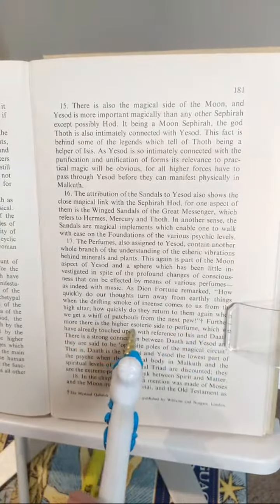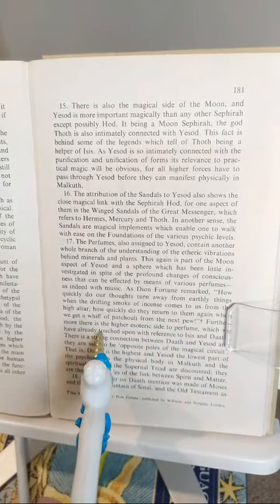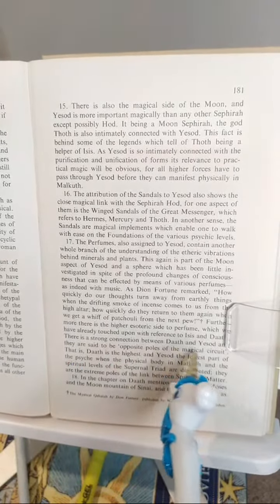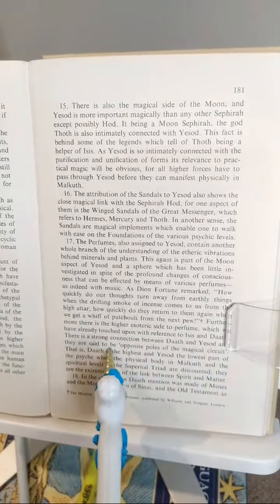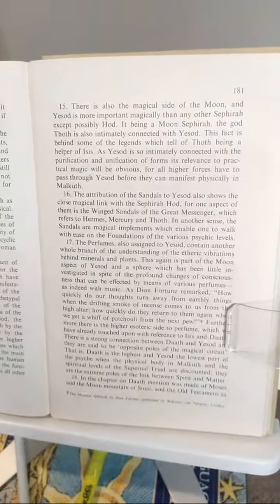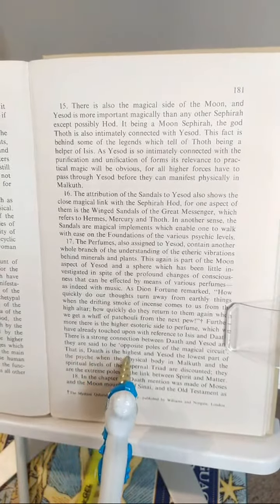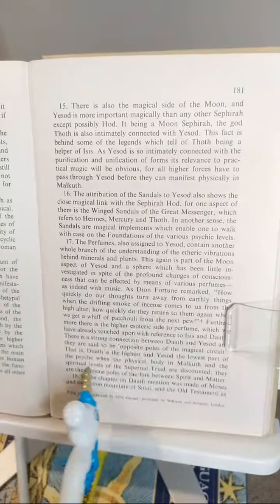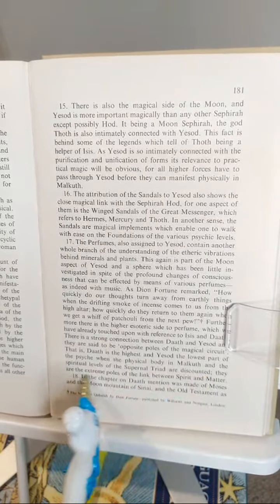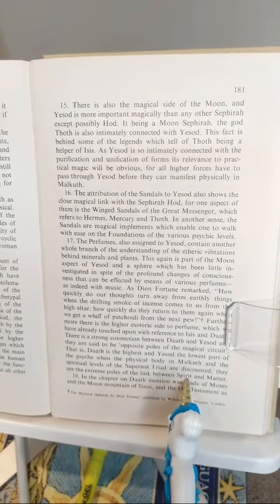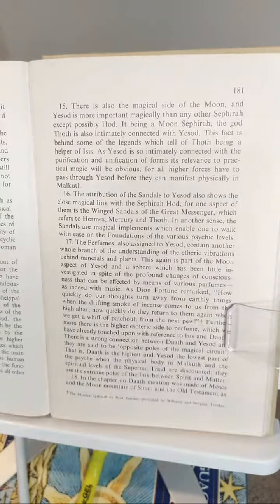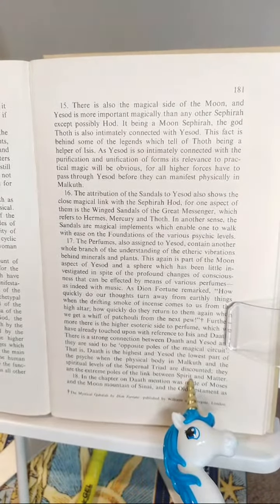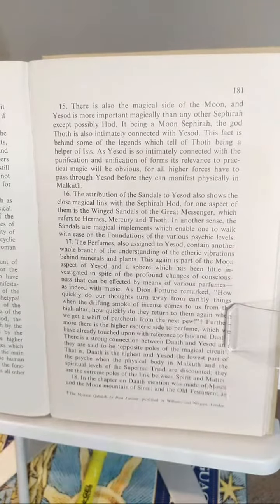Furthermore, there is the higher esoteric side to perfume, which we have already touched upon with references to Isis and Thoth. There is a strong connection between Thoth and Yesod, and they are said to be opposite poles of the magical circuit. That is, Thoth is the highest and Yesod is the lowest part of the psyche, when the physical body and Malkuth and the spiritual levels of the supernal triad are discounted. They are the extreme poles of the link between spirit and matter. Or for those of us who know the deal, we can say they are the extreme poles of the link between Purusha and Prakriti.